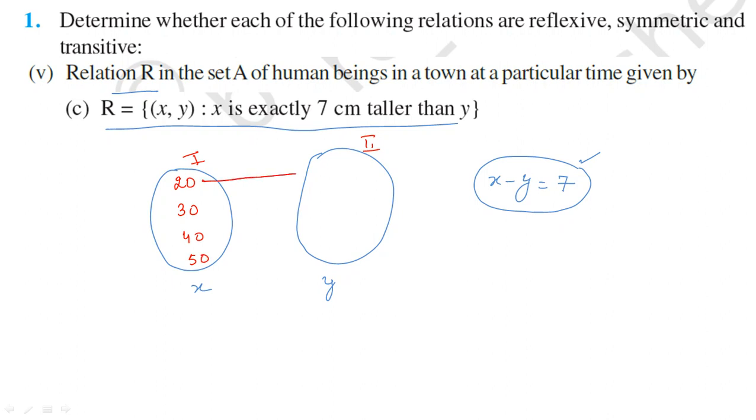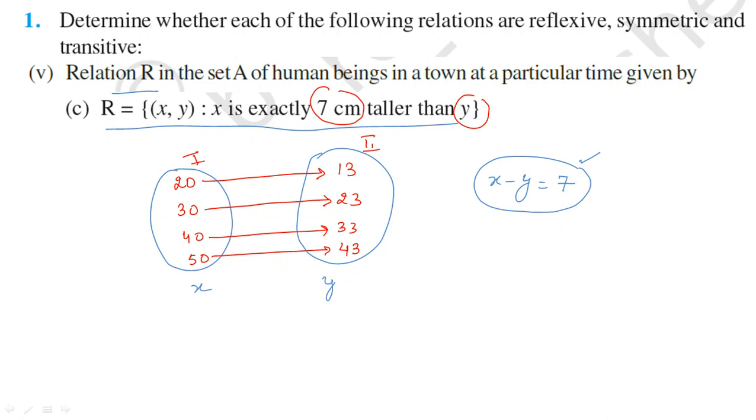Now, what about the answer? Value of Y, what about value of Y? 20 minus 7, that is 13. Here 23. And what about this one? Answer is 33. And what about this one? Answer is 43. Now look at the problem. X is exactly 7 centimeter taller than Y. Now this condition is satisfied.